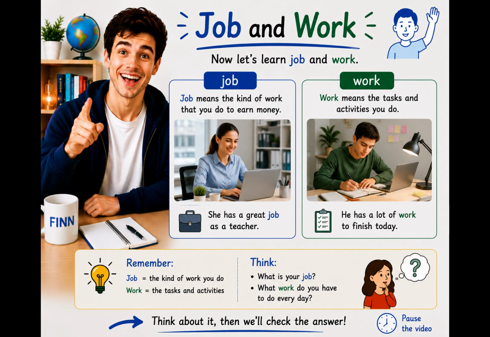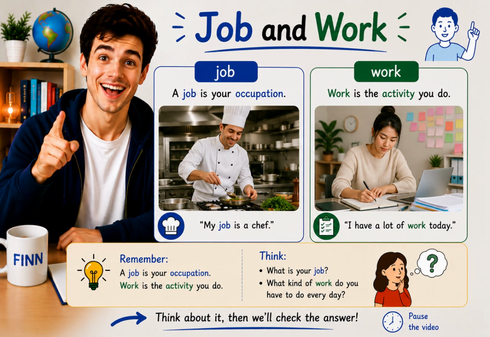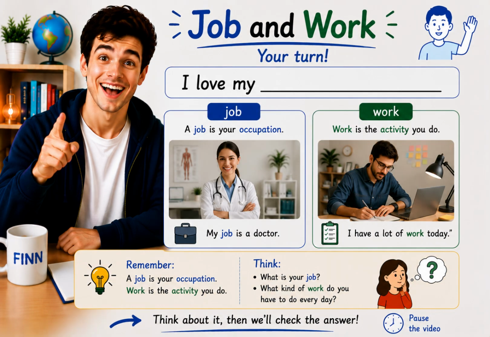Job and work. Now let's learn job and work. A job is your occupation. My job is a chef. Work is the activity you do. I have a lot of work today. Your turn. What word goes in the blank space? Answer, job. Did you get it right?